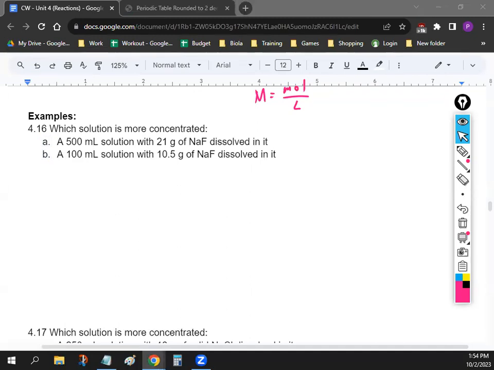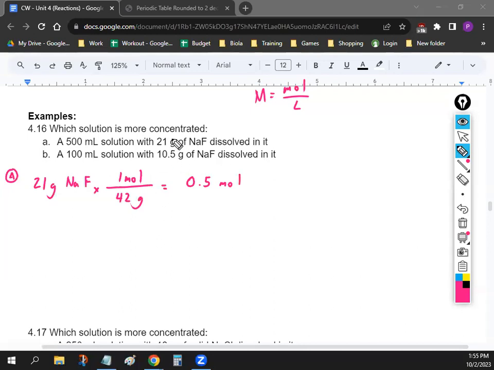Okay, so first thing you want to do is obviously convert the grams into moles, right? Because to find molarity, we need it in terms of moles. Let's do solution A first: 21 grams of NaF. You're going to need the molar mass, so you go to the periodic table and add them up. 23 plus 19 is 42 grams in 1 mole. You calculate that out and you should get 0.5 moles of NaF.